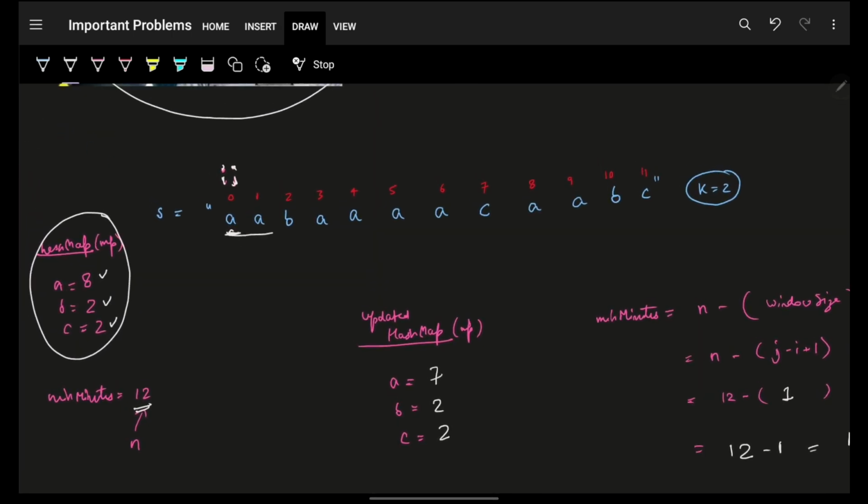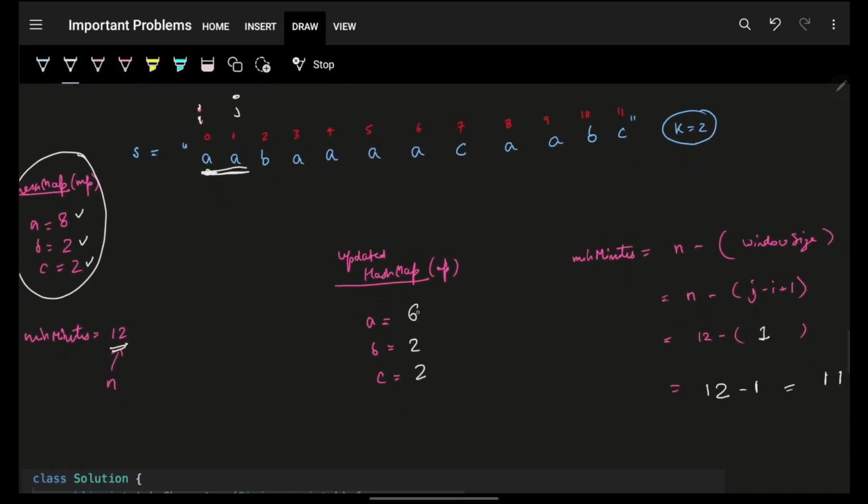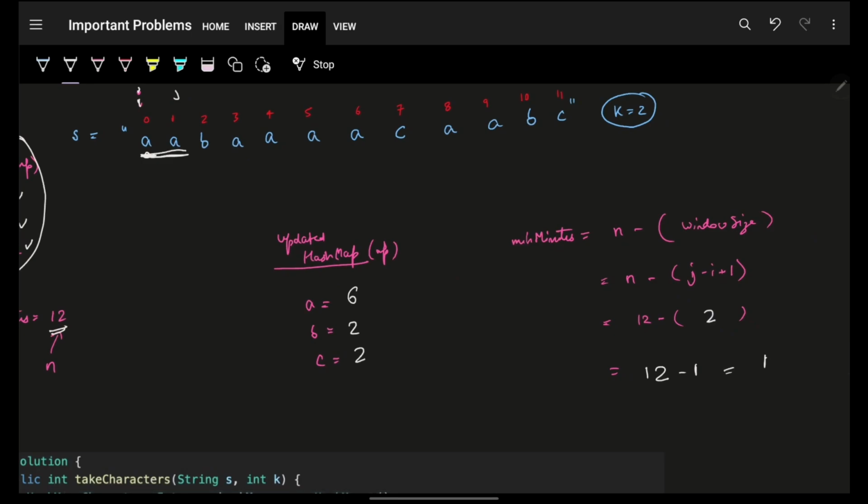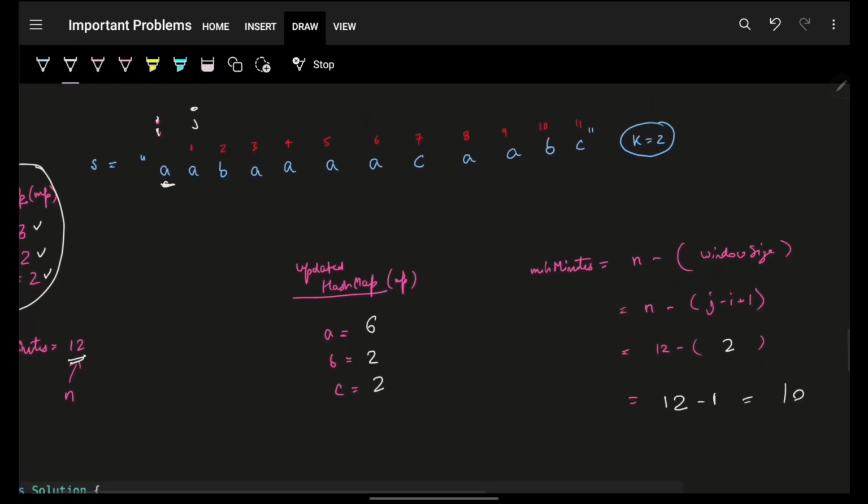Okay, expand the window. Your j goes and you expand the window. When you expand the window, you decrease the frequency because this thing will not be there anymore. Okay, 6. Is it still valid? Yes, it is still valid. Okay, try to minimize it. Oh, it became a 10. Again, expand the window. Your j became here. Again, try to minimize it.